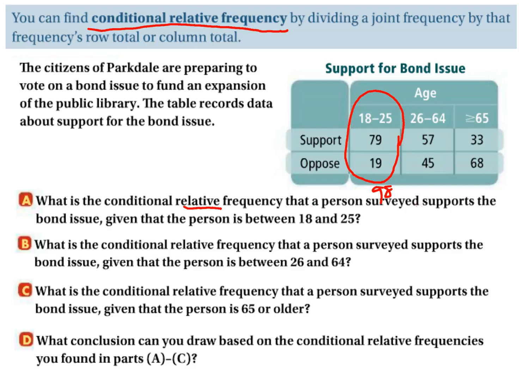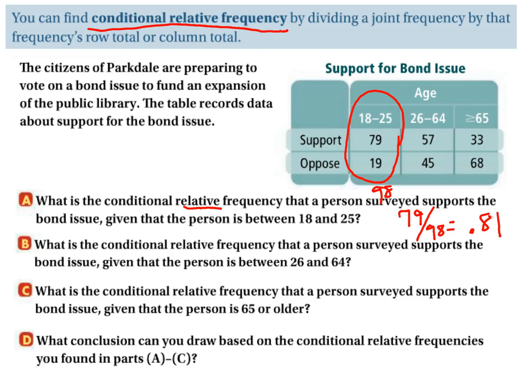So the conditional relative frequency that a person surveyed supports the bond issue, given that the person is between the ages of 18 and 25, is support, which is 79, divided by that 98, which is 79 divided by 98, and we get 0.81.